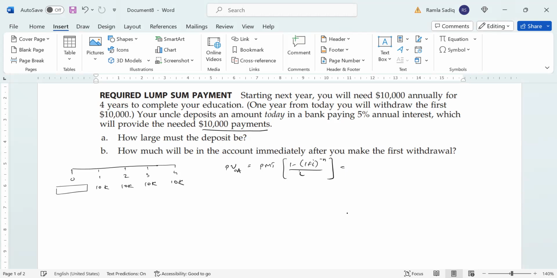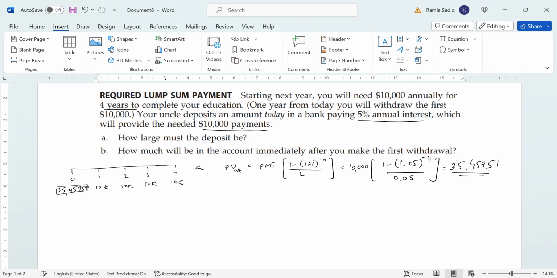1 minus (1 plus I), and the 1 plus I takes the 5% annual interest. That's 1.05. And it's to the power of n because we need 4 years, so negative 4, and divide by I, 0.05. Once we plug all of that into a calculator, we'll get 35,459.51. So it basically means that that's the size of your deposit today in order to ensure that you have enough funds for your next 4 years worth of withdrawals.